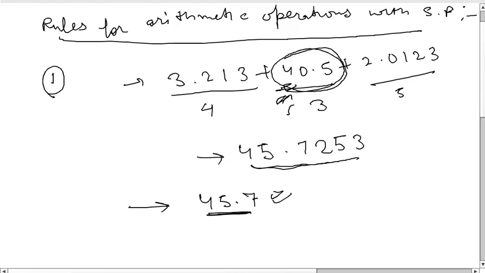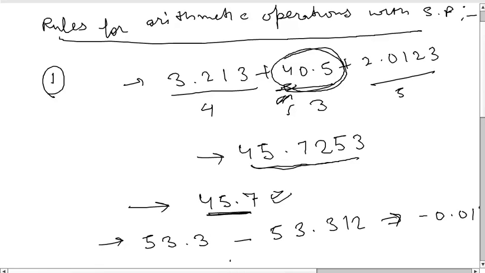Okay. Then similarly, if I subtract, for example, 53.3 minus 53.312, it will come out to be negative 0.012, right? But what should be my answer? Tell me, what should be my answer? Not 0.01. Yes, this is a valid doubt.